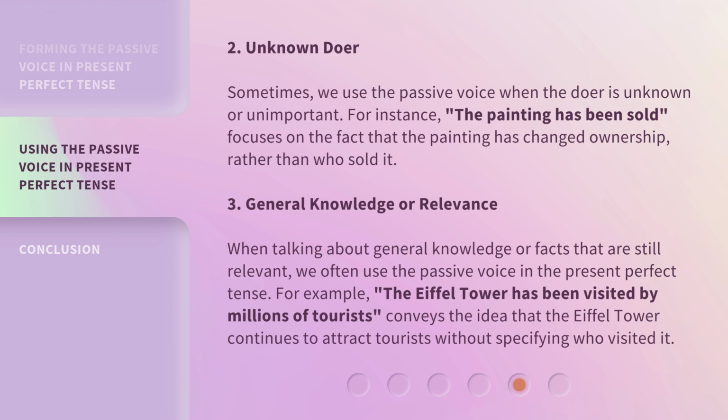When talking about general knowledge or facts that are still relevant, we often use the passive voice in the present perfect tense. For example, "the Eiffel Tower has been visited by millions of tourists" conveys the idea that the Eiffel Tower continues to attract tourists without specifying who visited it.